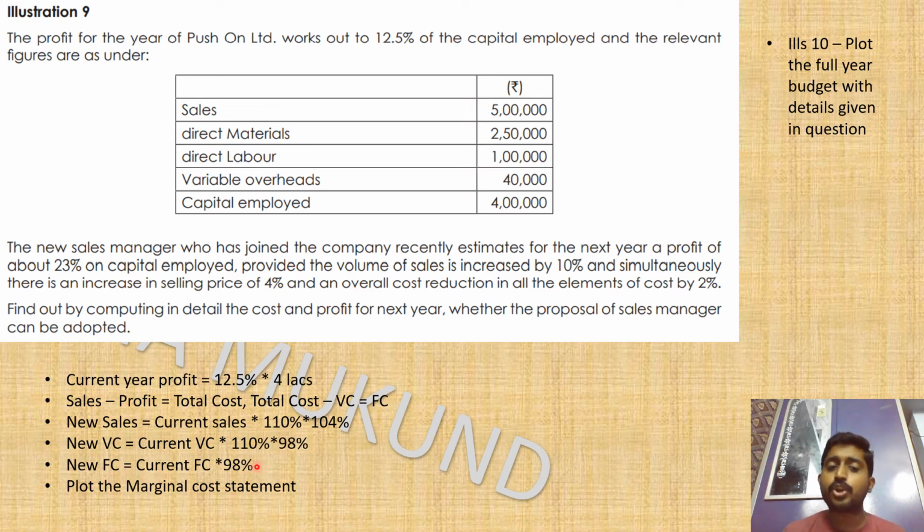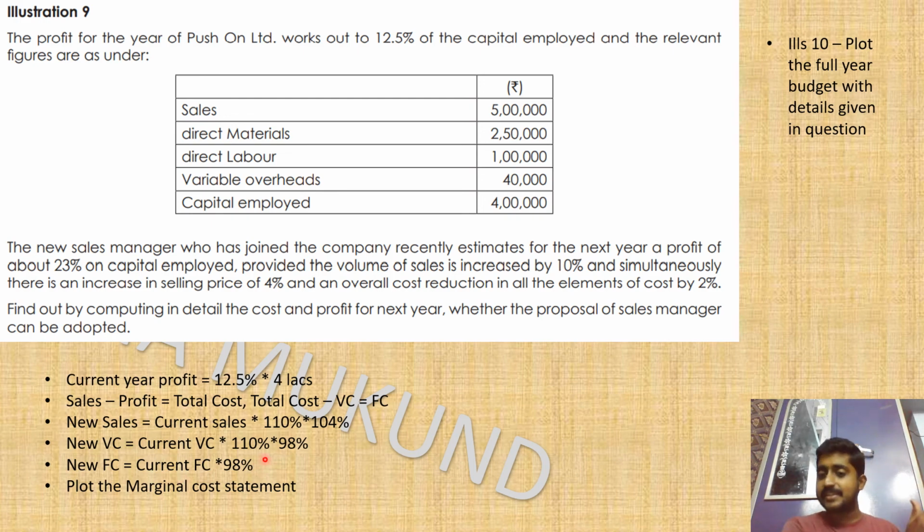And fixed cost, there is no doubt, whatever fixed cost we have found for the previous year, that multiplied by 98% is going to be the new fixed cost. Fixed cost will be constant. However, we have done a lot of controlling measures as finance people, and the 2% cost cutting as suggested by the sales manager we have achieved. So we are taking that as a fixed cost.